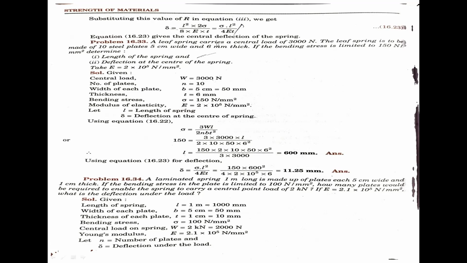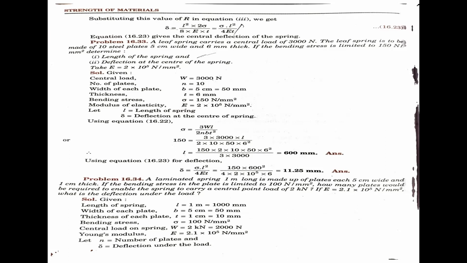Okay, for calculating the leaf spring deflection, I write the formula delta equal to sigma into L square by 4Et. Now go to the example problem in this leaf spring, where I have to calculate the deflection or bending stress. This is equation 16.23 for calculating the deflection in springs. Now problem 16.33, I will explain now.